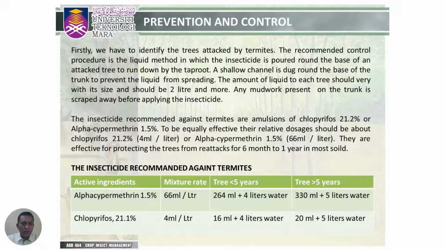Okay, below 5 years, 264 ml per 4 liters of water. After 5 years, 330 ml per 5 liters of water. Okay, for chlorpyrifos 31.2%, 4 ml per liter. Below 5 years, 16 ml per 4 liters of water. And after 5 years, 20 ml for 5 liters of water.